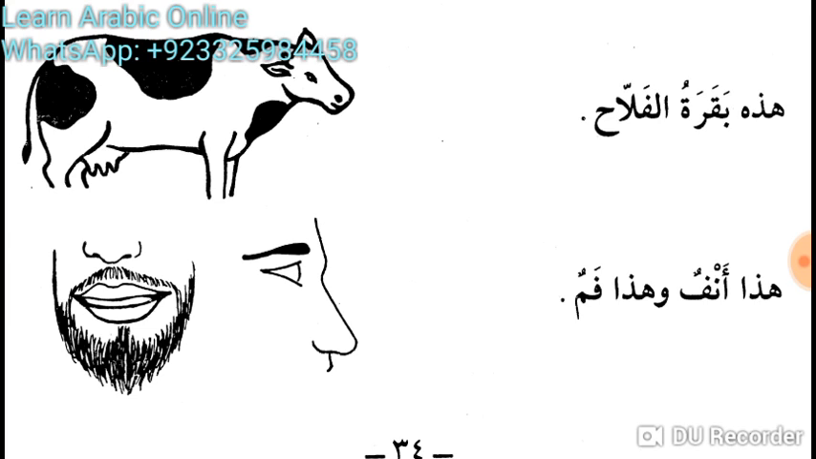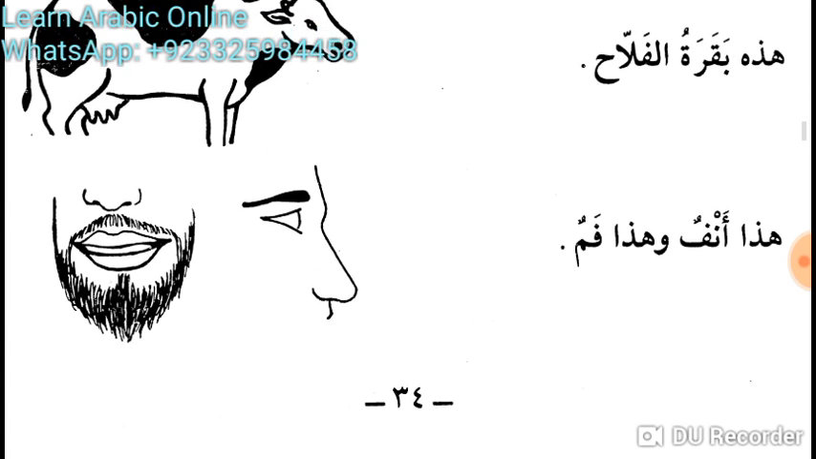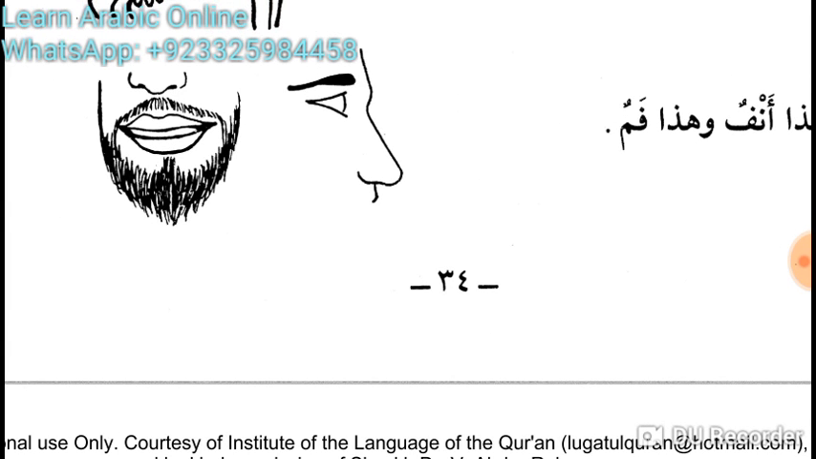And so far you learned that the sign of femininity is ta marbuta at the end. Any word which has ta marbuta at its end is considered a feminine word, okay? Now in the next line you will learn about body parts. Do you know which body parts are considered singular and which are considered feminine?